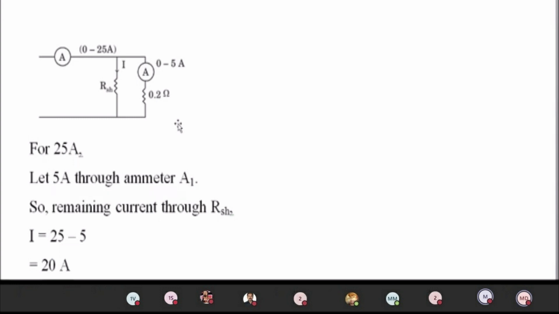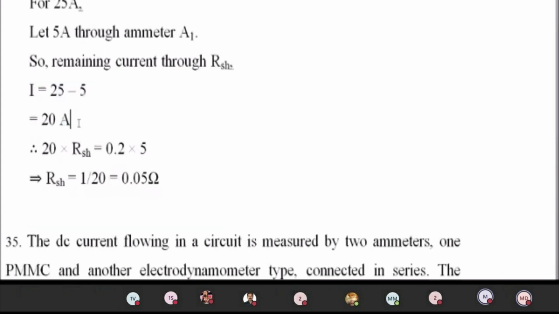So from the diagram we can come to a conclusion. I, the current through the shunt resistance, is equal to 25 minus 5, because this is the current coming in, and through the meter, the first ammeter, that is the first range, and this current will be split into 2. So I is equal to 25 minus 5. The current through the shunt resistance is 20 amperes from the calculation.